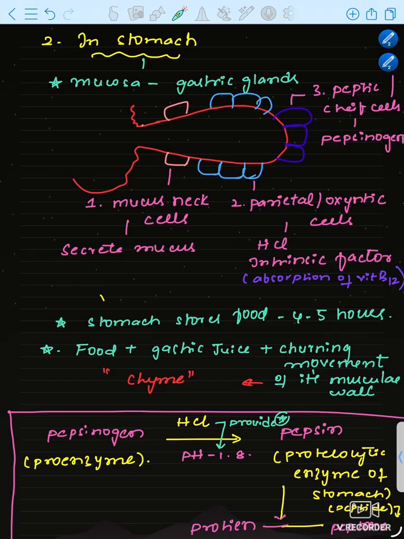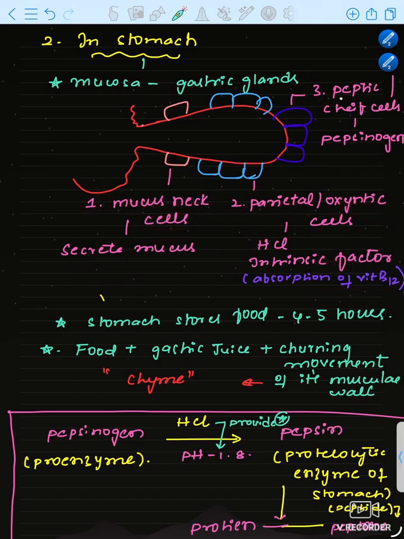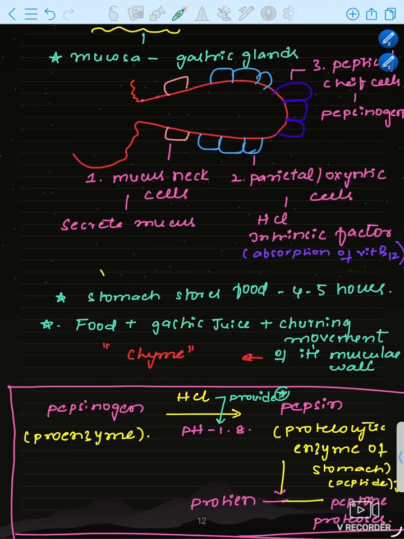So quickly tell, in the mucosa gastric glands are present and it has 3 types of cells. Those are mucous neck cells, which secrete mucus; parietal and oxyntic cells, which secrete HCl and intrinsic factor. Intrinsic factor helps in absorption of vitamin B12, and peptic cells and chief cells, peptic in the sense, pepsinogen will be released. I think you all know, the stomach stores food for 4 to 5 hours.